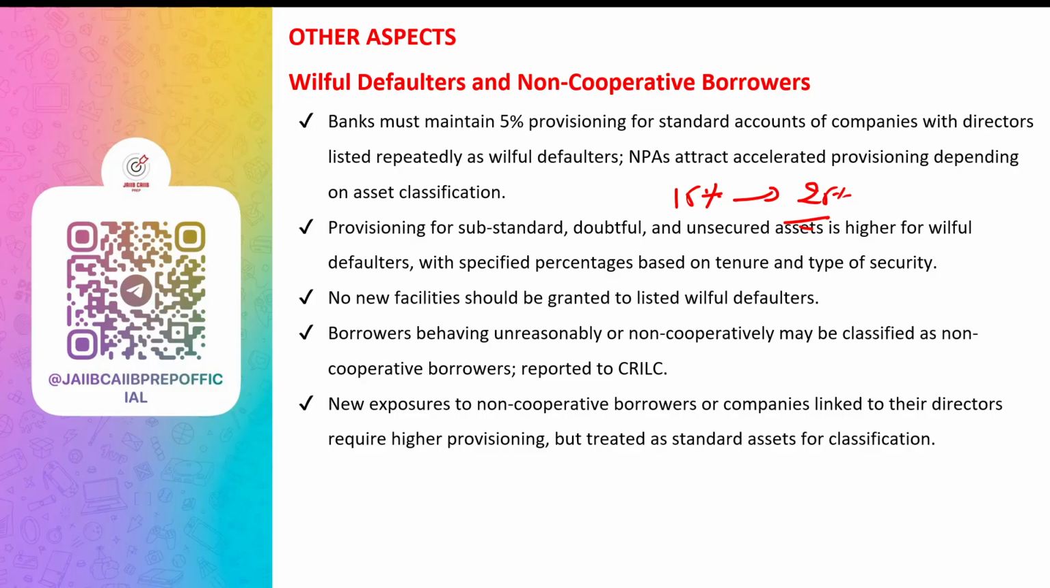You should not give any new facility to any willful defaulter. If they are deliberately not cooperating, then the bank can tag them as non-cooperative borrowers, give notices, and this information is also reported to the central repository on large credits. Any fresh loan to such borrowers will require higher provisioning by the banks. However, such new loans will still be treated as standard assets.